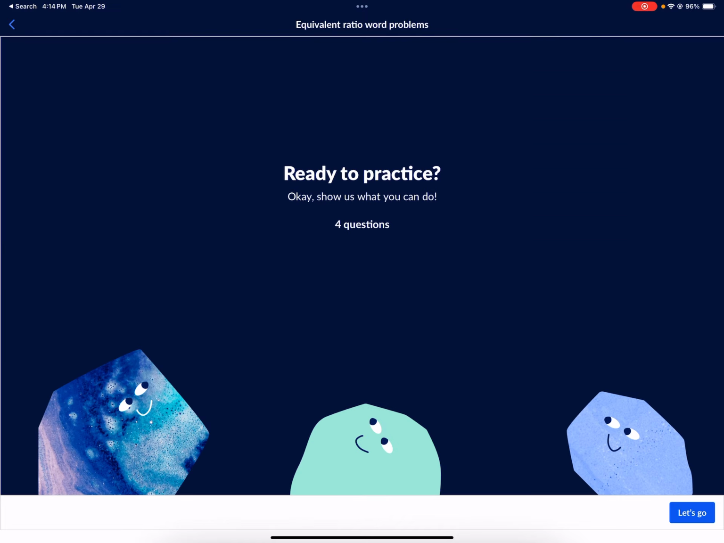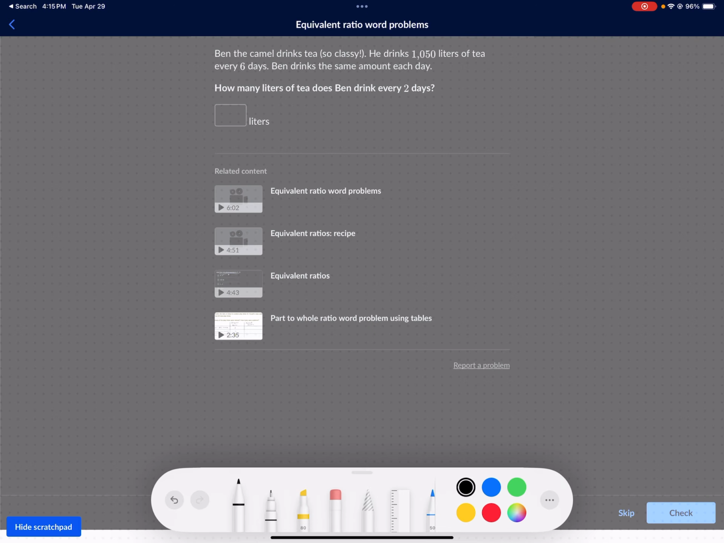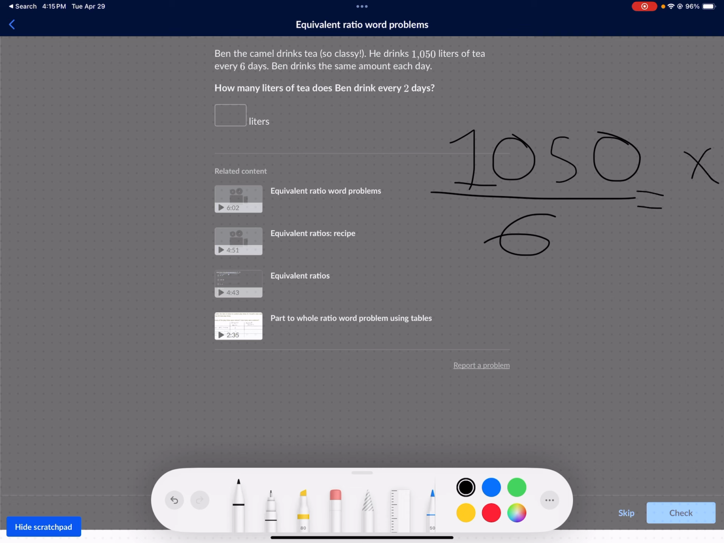Alright, equivalent ratio word problems. Ben the camel drinks tea. So classy. He drinks 1,050 liters of tea every 6 days. Ben drinks the same amount each day. How many liters of tea does Ben drink every 2 days? So we can take our number, and since liters is on the top, we need to know how many liters in 2 days. Now we can't cross multiply, but there's a lot faster way.